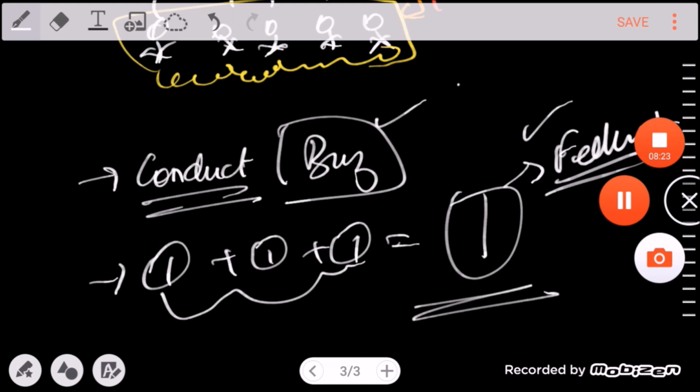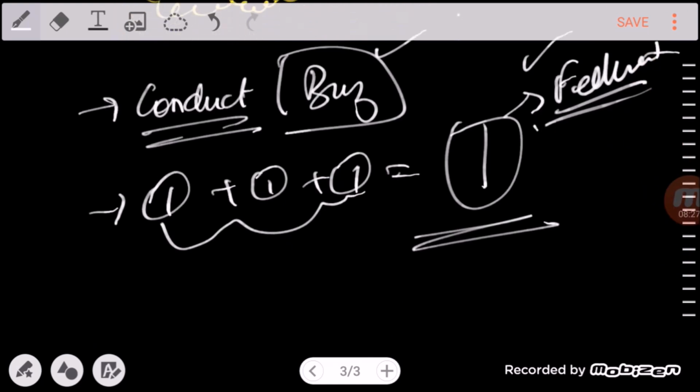Now we'll discuss the meaning of trade dispute.